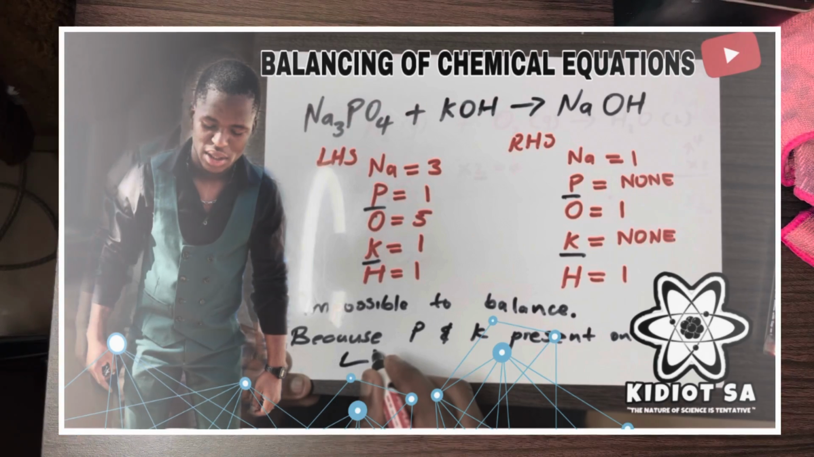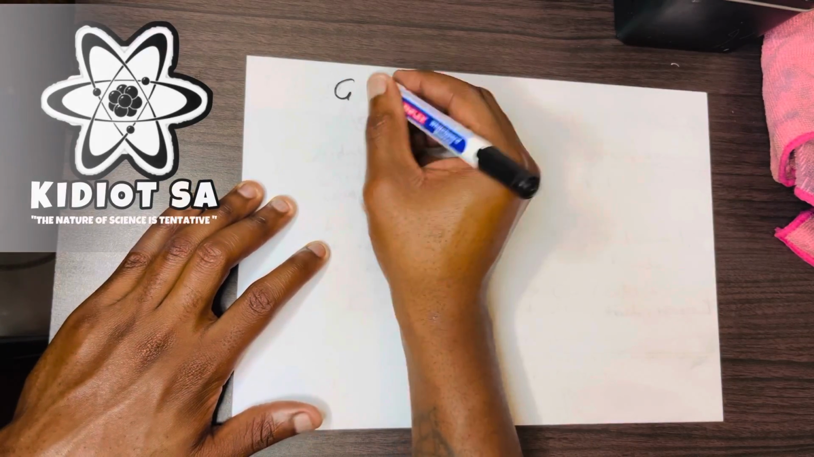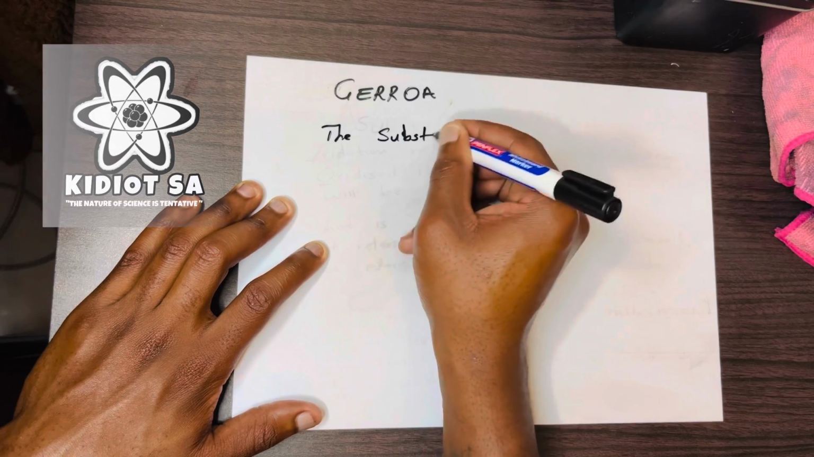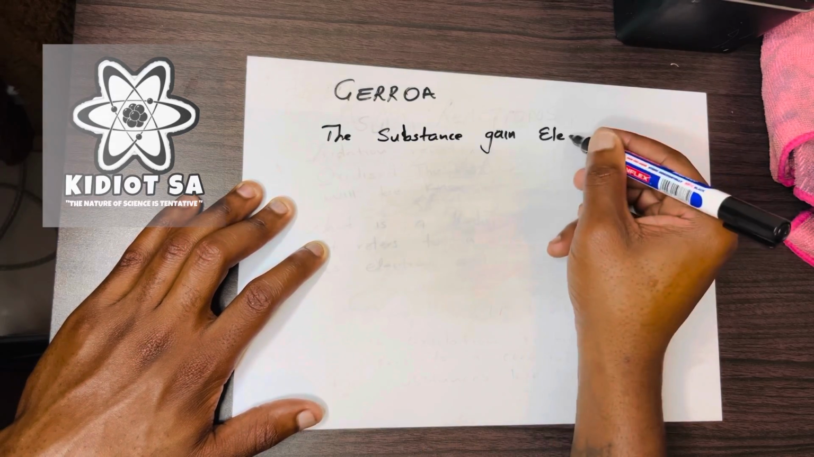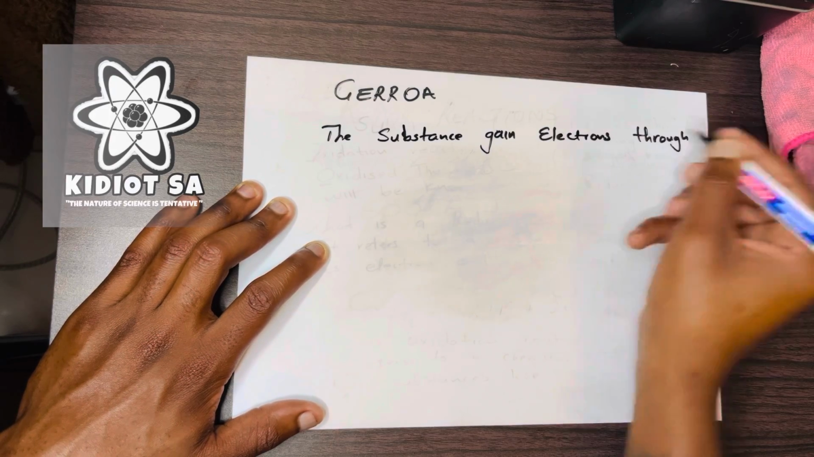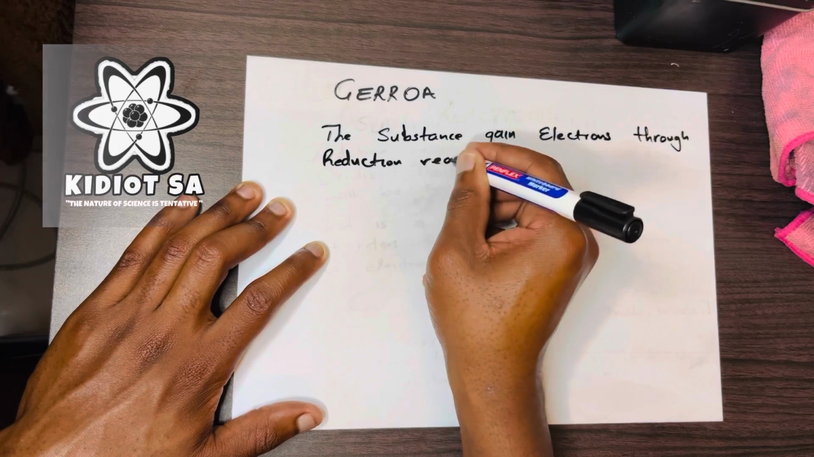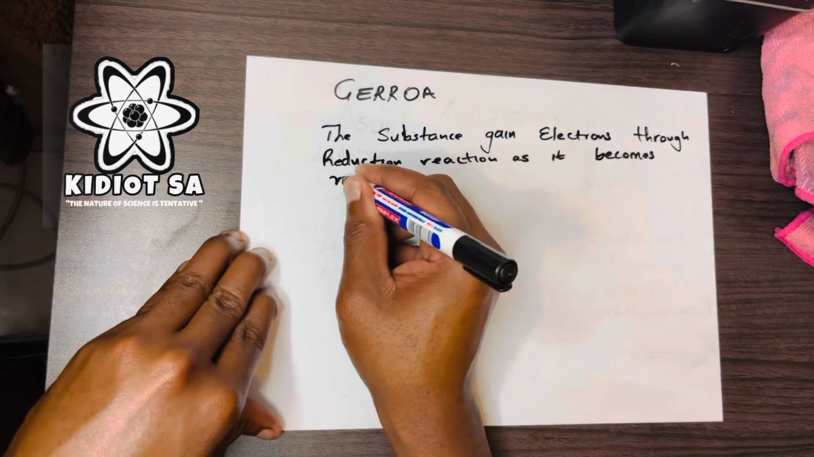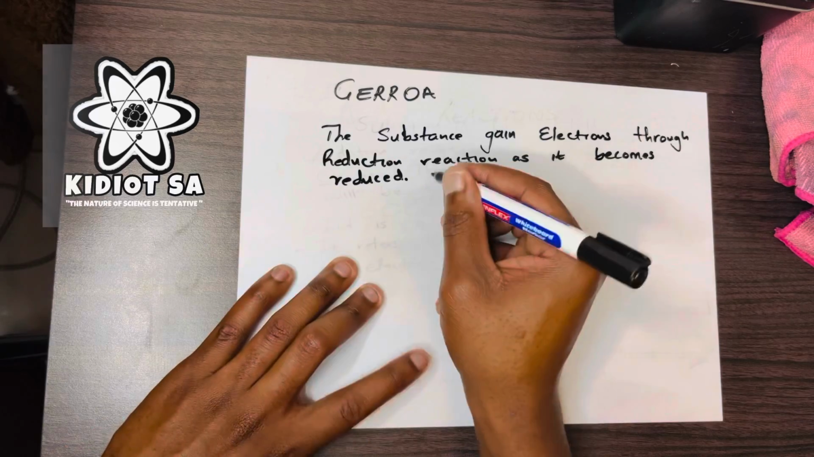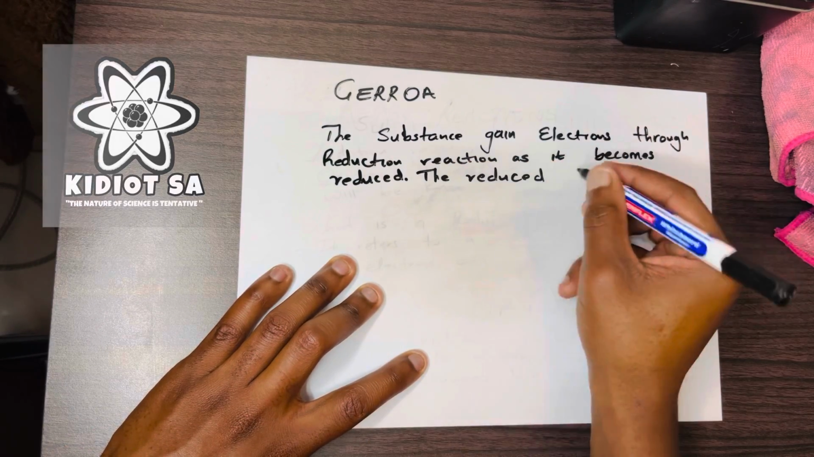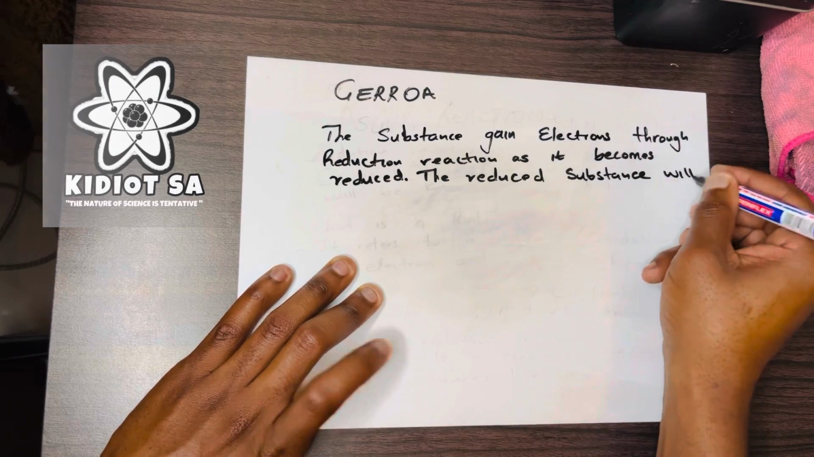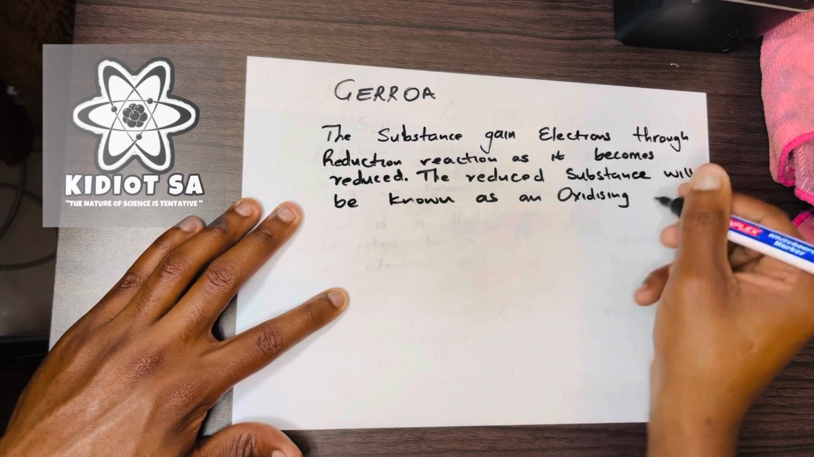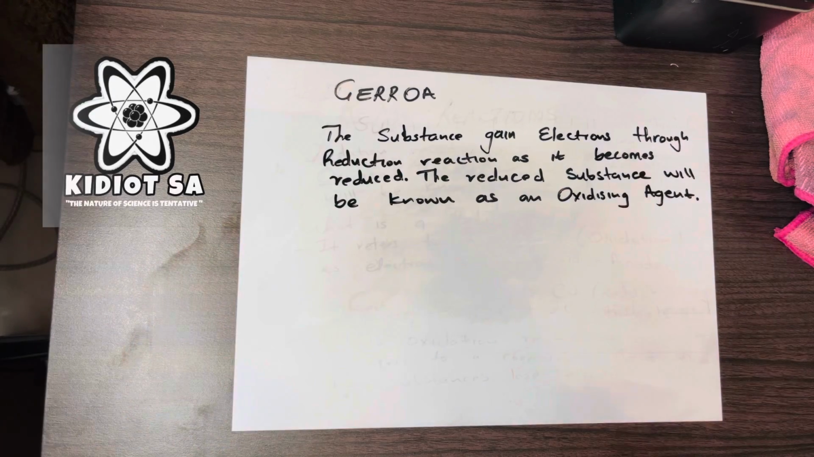Wow. So now, for reduction, we are going to use the mnemonic GERROA. That the substance gains electrons through reduction reaction as it becomes reduced. As it becomes reduced, the reduced substance will be known as an oxidizing agent. Simple, right? The reduced substance will be known as a reducing agent.